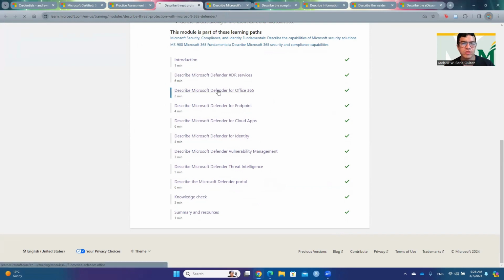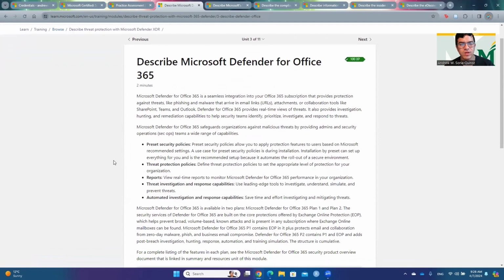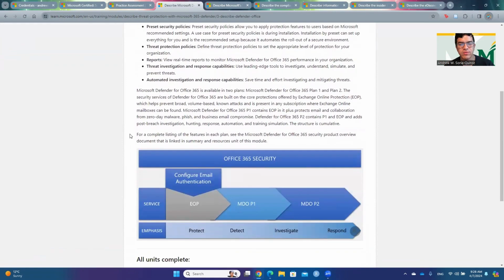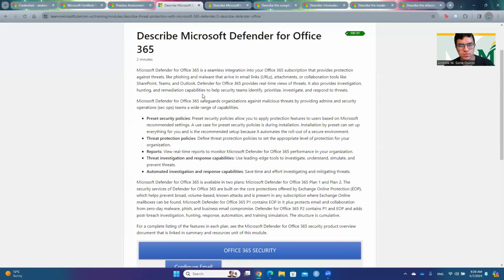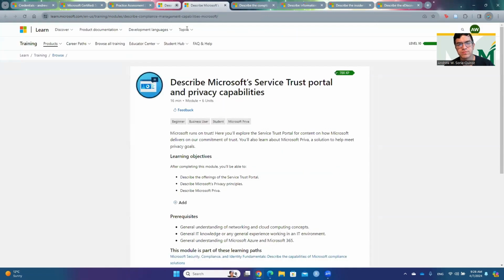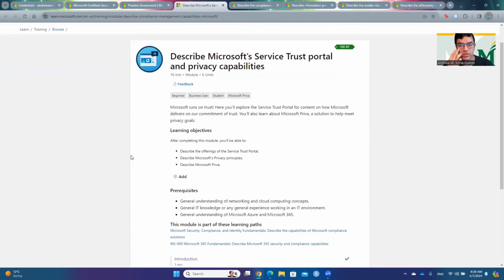Let's go into Office 365. There is something that a lot of us should be familiar with. For example, for 365, you have email security, attachments, collaboration tools like SharePoint, Teams, and Outlook. If you need to protect anything on these paths, you will say it will be Microsoft Defender for Office 365. Microsoft Service Trust Portal is another service more on the governance side that also integrates with Microsoft Priva to get to your privacy goals. How can you describe these offerings?